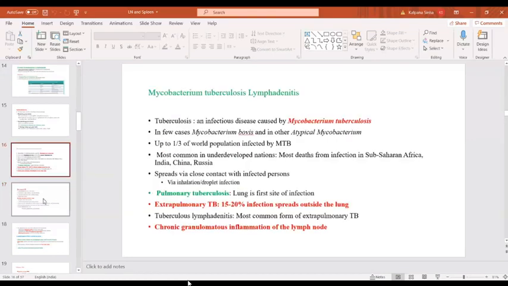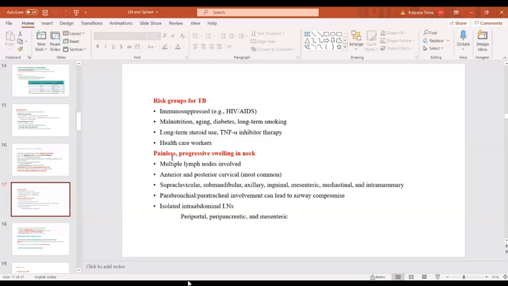So what are the risk groups? Those who are immunosuppressed, like HIV patients, malnutrition, diabetics, long-term use of steroids, healthcare workers. The presentation will be painless, progressive swelling of the neck, and multiple lymph nodes can be involved. Most important are the anterior and posterior cervical nodes. Other lymph nodes like supraclavicular and abdominal can also be involved.